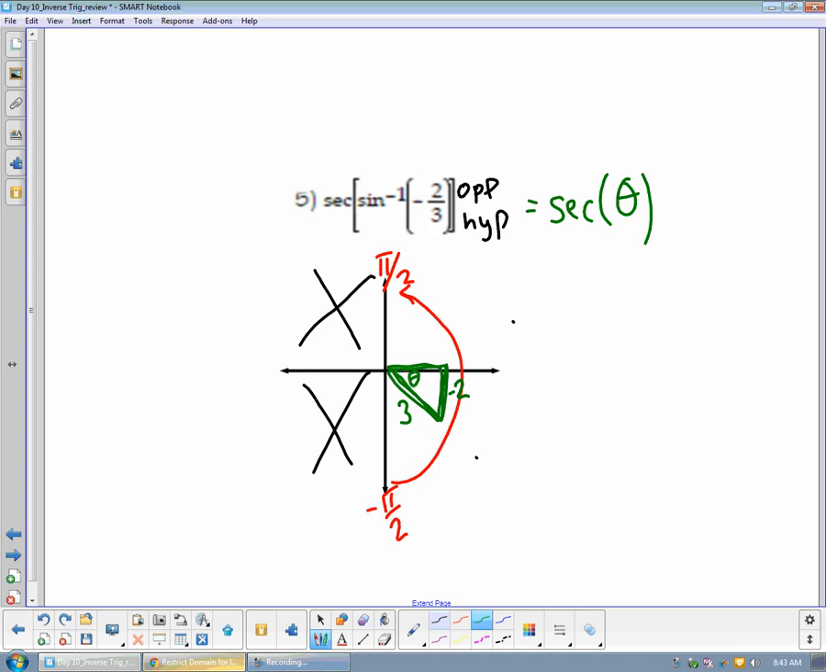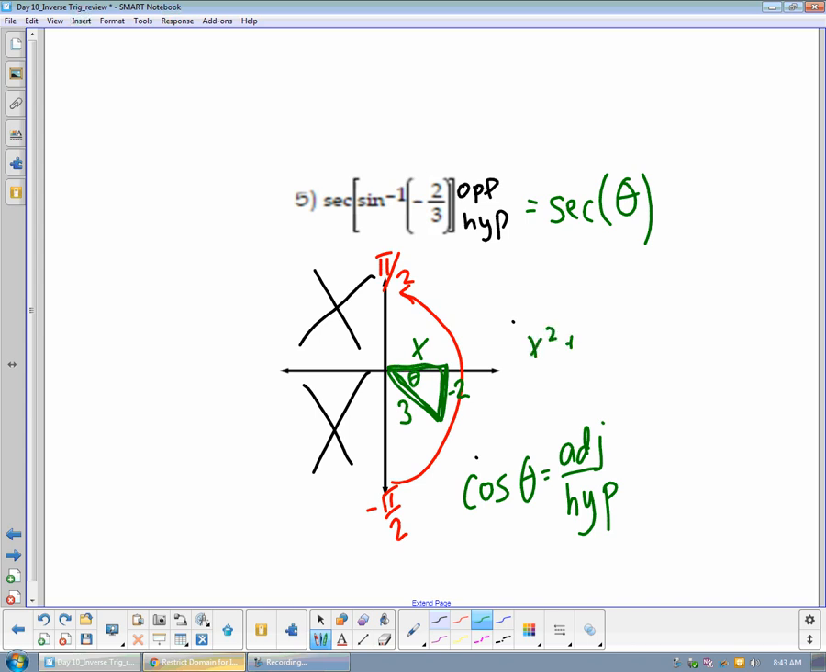What I need is an understanding that secant is the reciprocal of cosine. Cosine is adjacent over the hypotenuse. SOHCAHTOA, adjacent over hypotenuse. So we need to find this adjacent side. Pythagorean theorem allows us to do that.